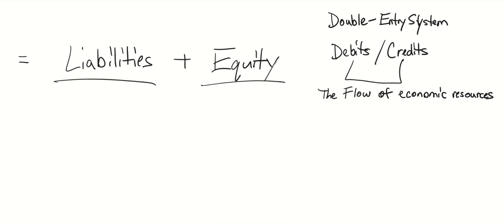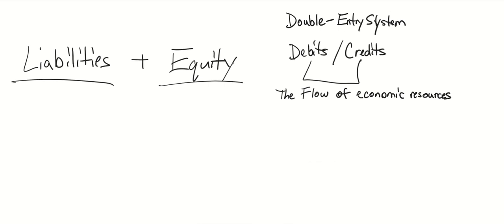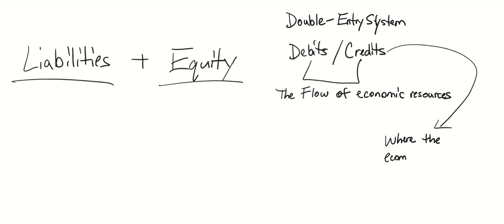Okay. So on the debit side, no, I'm going to start with the credit side. The credit indicates where the economic resources are coming from. Okay, I know this is a long-winded thing that I'm doing. So where the economic resources are coming from, that's what the credit column is for. That's what it represents.